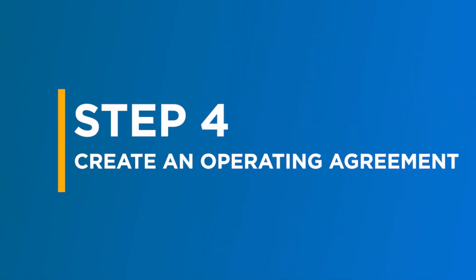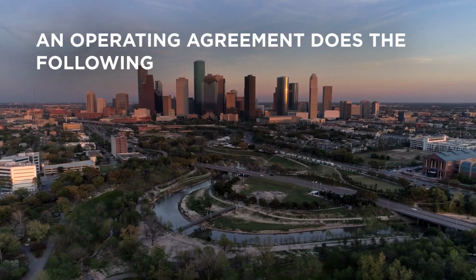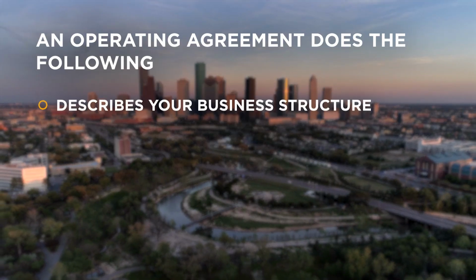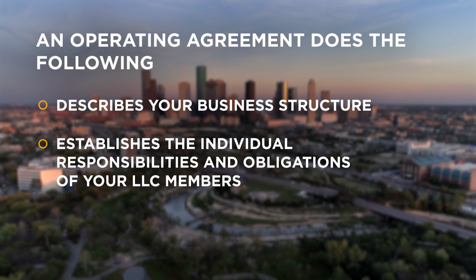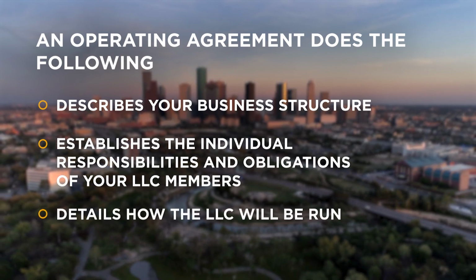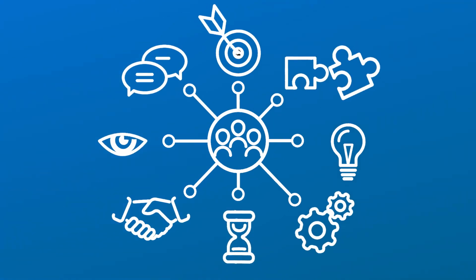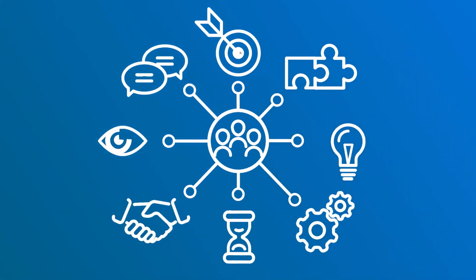Next is to create an operating agreement. An operating agreement will describe your business structure, establish the individual responsibilities and obligations of the LLC members, and detail how your LLC will be run. Although Texas doesn't require one, an operating agreement clarifies the specific duties of its members, which may help your LLC avoid significant legal and operational difficulties. Step 5. Get an EIN.